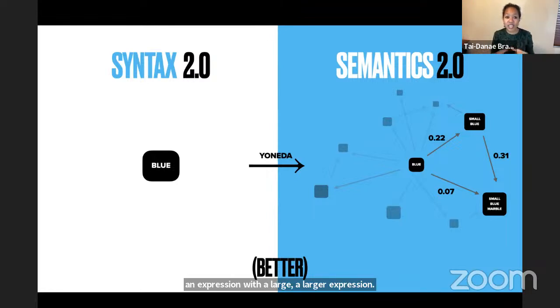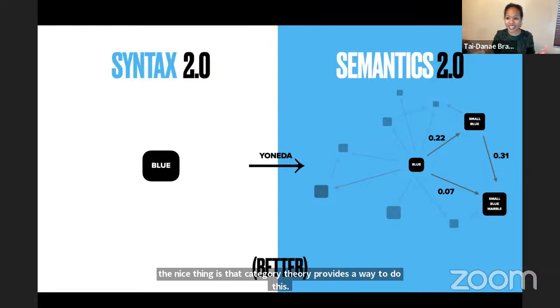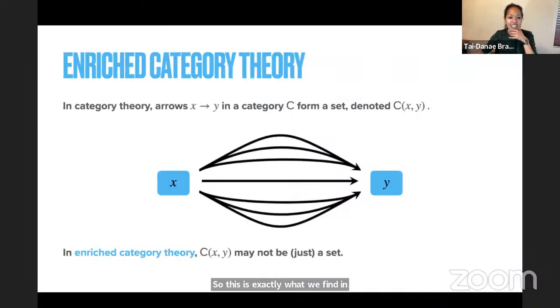And then if you include this distributional information, you can ask, can I combine concepts there? Is that capturing this framework of getting something like logic or reasoning from just knowing what goes with what, together with the probabilities? Now, the nice thing is that category theory provides a way to do this. This is exactly what we find in enriched category theory. So let me give a quick introduction to that.